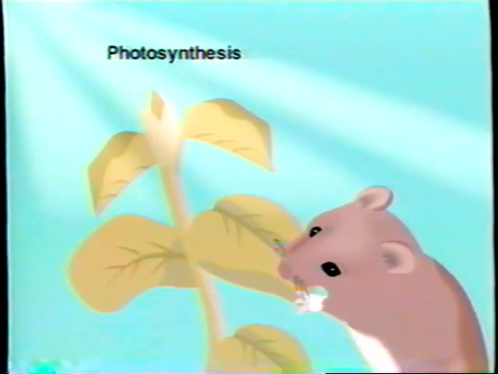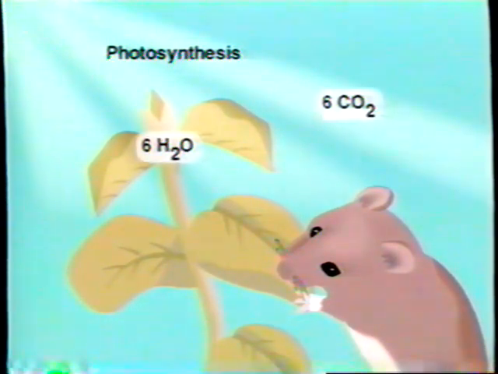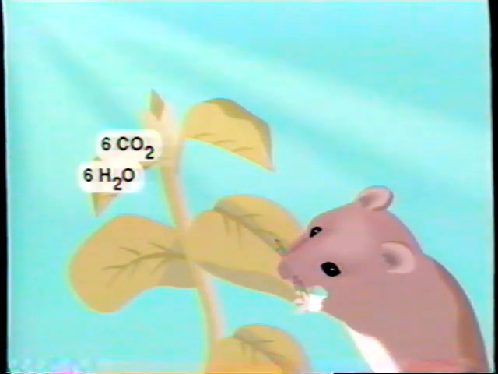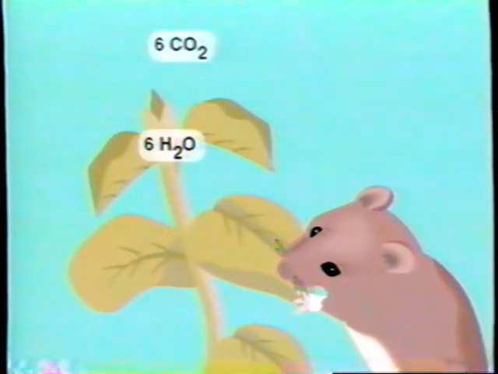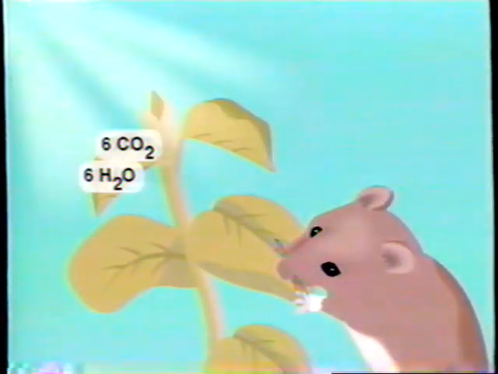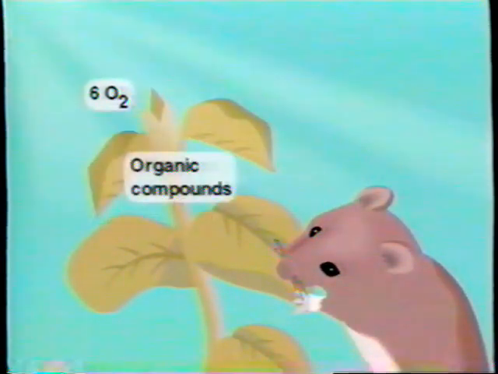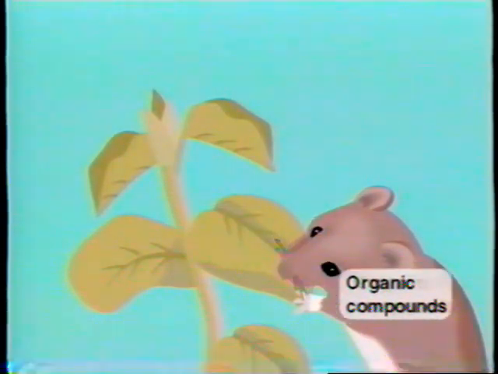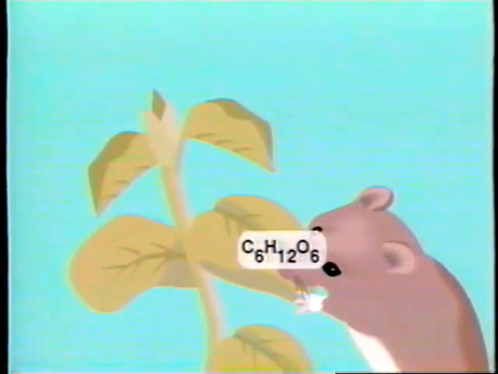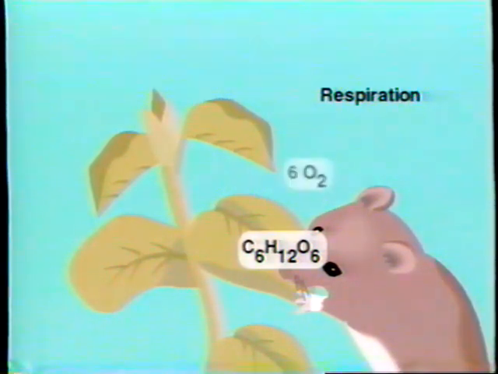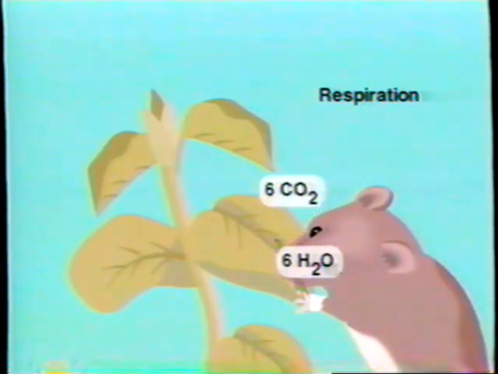Through the process of photosynthesis, plants use the sun's energy to combine carbon dioxide from the atmosphere with water. Carbohydrates are produced that can either be used as fuel or to build other organic compounds. The energy contained in these organic compounds is harvested by both plants and animals through the process of respiration. During respiration, oxygen is consumed and carbon dioxide is released into the atmosphere.